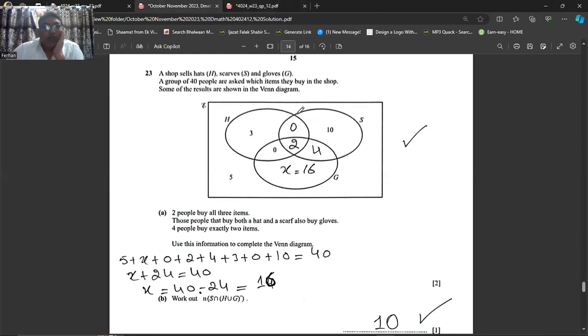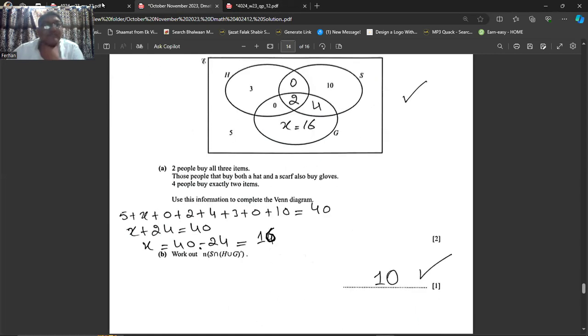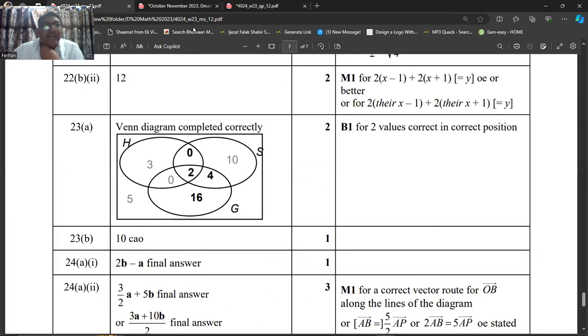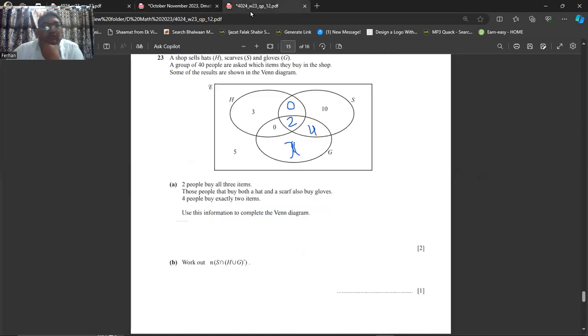You have to remain out of H and G, and out of H and G, you have to write that portion which is common with S. That is only 10 people here. So 10 is the answer, sir. 10 is the right answer, sir. Hopefully you understand.